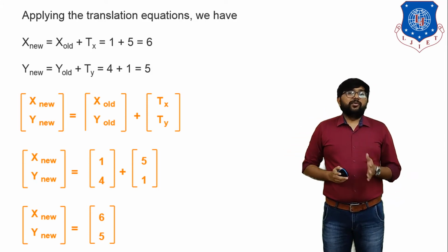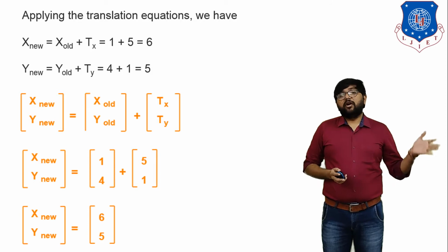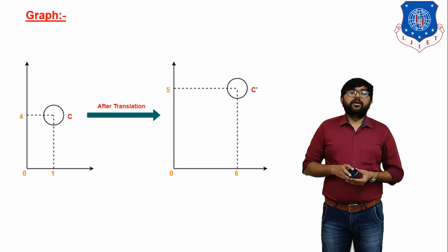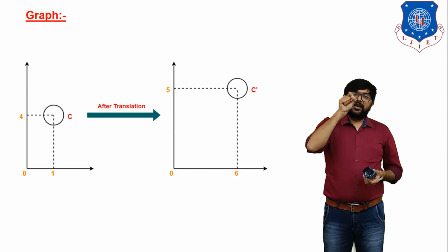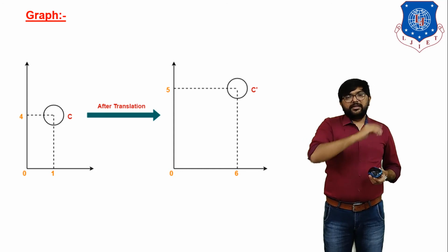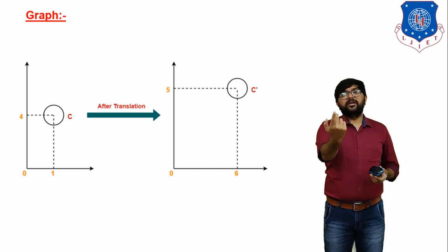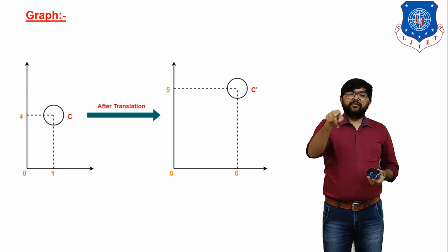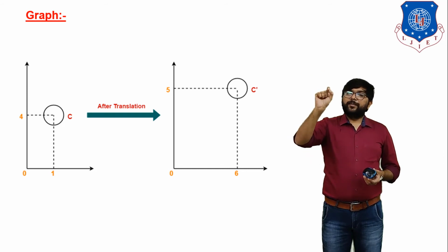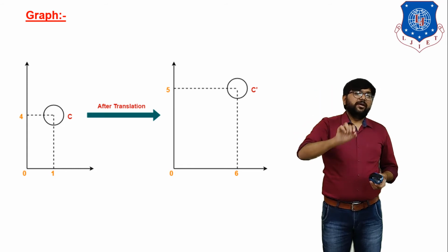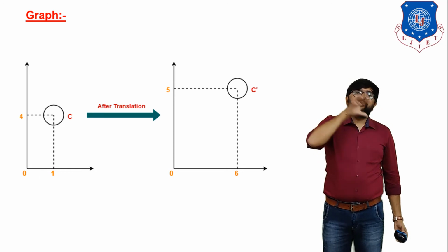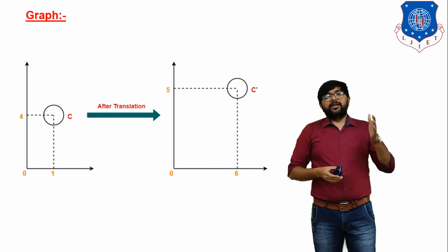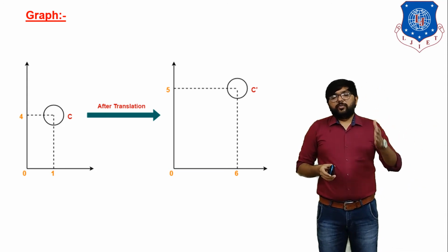Clear? And now we have to represent the graphical representation of this numerical. This is the simple graphical representation. We have one circle, with the coordinates of the center point (1, 4). You see in this figure. After translation, the second figure is generated, and in the second figure the coordinates of the circle center point are (6, 5). Means in this numerical we just shift the center point from one position to another position. That means we use the translation geometric transformation.